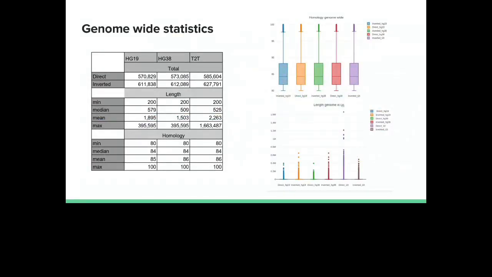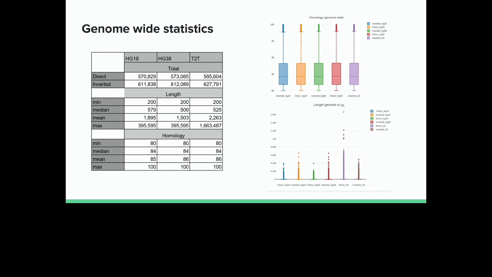And once we collapse all the repeats, we take a look at the statistics, and we found that there are more inverted repeats in each one of the assemblies than direct repeats, and we also found that there are more direct and inverted repeats in T2T than in the reference assemblies. And as expected with the parameters that we initially set, the homology goes from 80% to 100% in the three assemblies, either for direct or inverted repeats, and the length goes from 200 base pairs to several million base pairs.